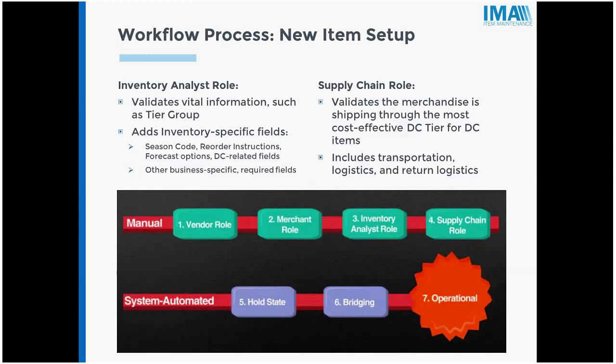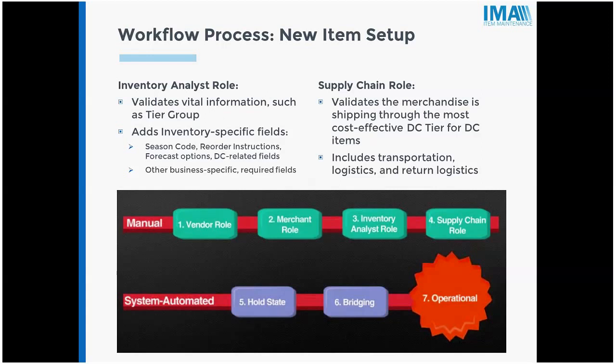Once it gets passed through the inventory analyst role, it will end up in the supply chain role. This role validates the merchandise as shipping through the most cost-effective DC tier for DC items. This role includes transportation logistics and return logistics. Now this is actually a partially manual, partially automated role. If an item comes through the supply chain role, and let's say it's a small package, but it weighs maybe 60 pounds, something like that is going to get flagged by the system. At that point, it would have to be reviewed by an actual person before it would pass on through the supply chain role.